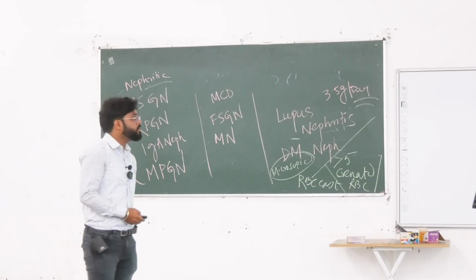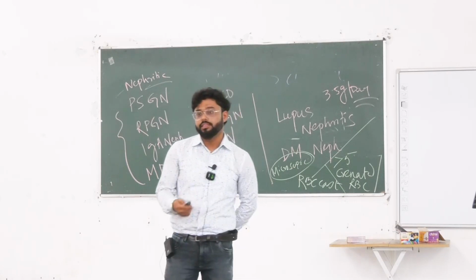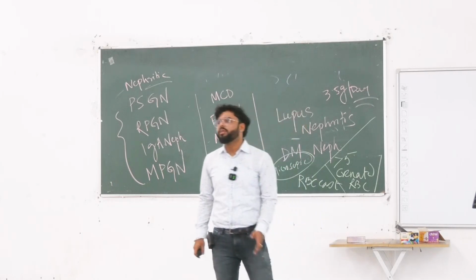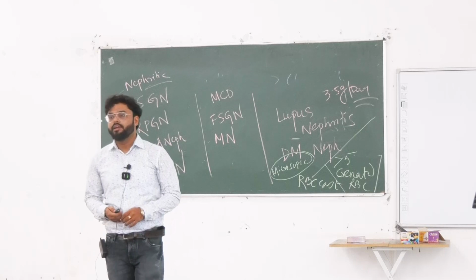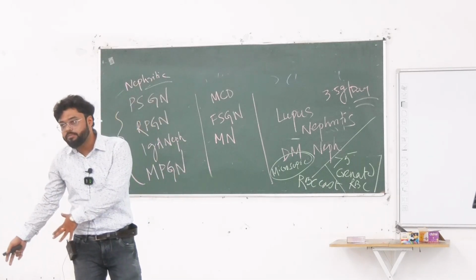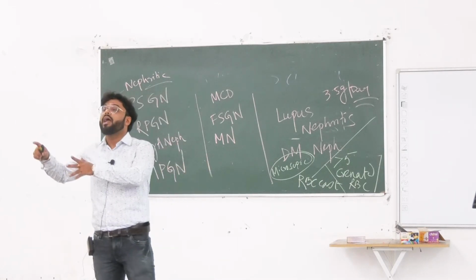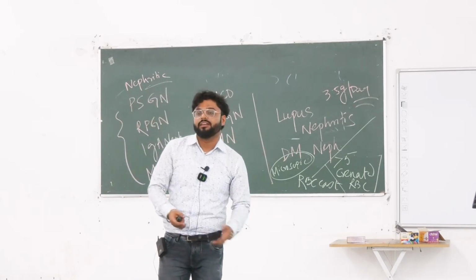So these are the clinical symptoms, and you have to deal with these two things. All these entities will be dealt with mainly under these two headings, nephritic and nephrotic. What are the diseases presenting with nephritic syndrome? What are the diseases presenting with nephrotic syndrome? What are the diseases presenting with asymptomatic hematuria? What are the diseases presenting with asymptomatic proteinuria?